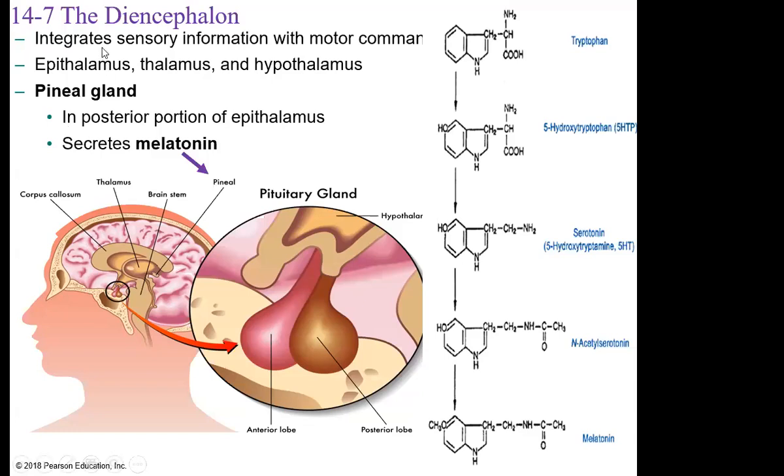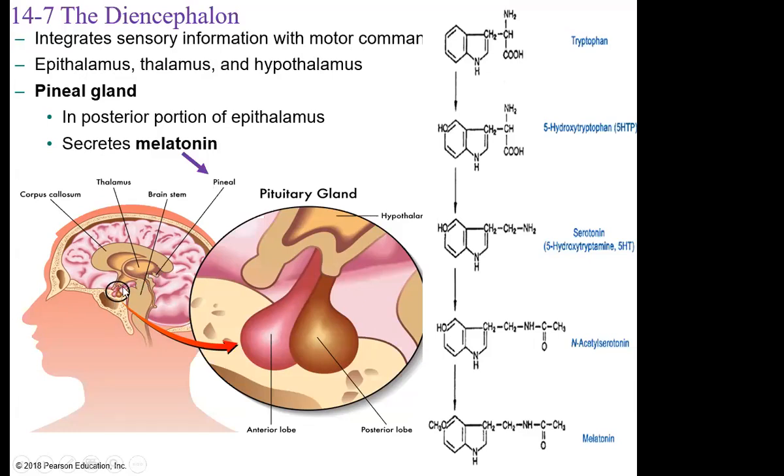Whenever we're looking at the diencephalon, this is going to integrate sensory information with motor commands, and these are the 3 structures that are going to be within the diencephalon. It's the epithalamus, the thalamus, and the hypothalamus. I put this picture on here because whenever we are in lab and you're looking at the brain, especially in the mid-sagittal section, for some reason, I've seen a lot of students who will confuse the pituitary gland with the pineal. So I just wanted to point this out to you guys.